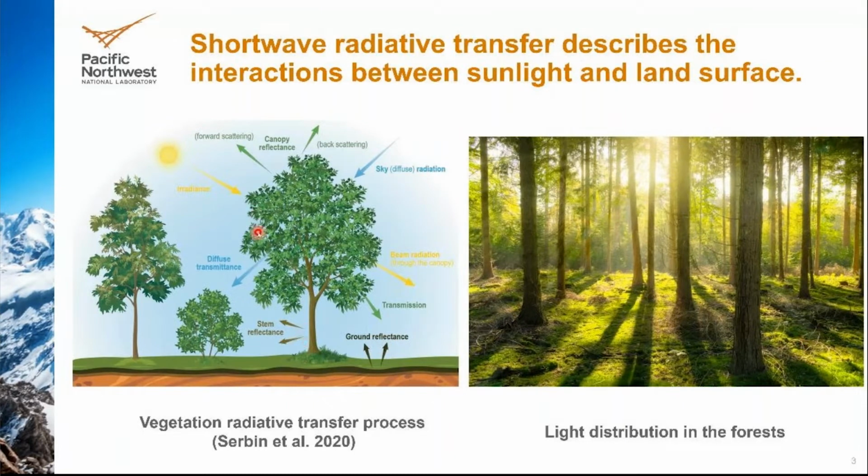Based on this process modeling, we can know the light distribution. Like this figure shows the light distribution in a forest. We can know how much energy can be absorbed by the forest or reflected by the forest. Generally, the land surface model just uses the radiation transfer schemes to calculate the land surface albedo. Land surface albedo is a very important parameter for the surface energy balance. This study will focus on the land surface albedo.